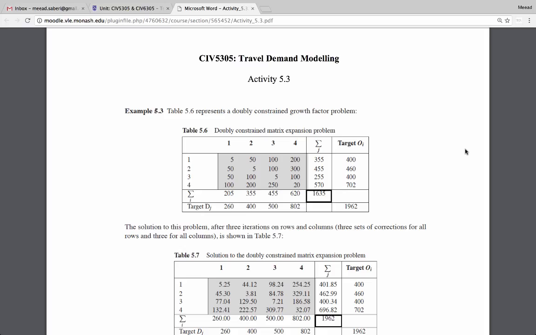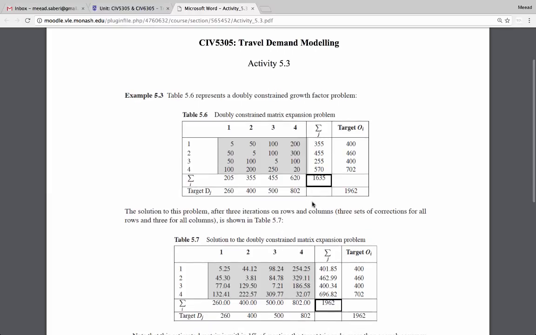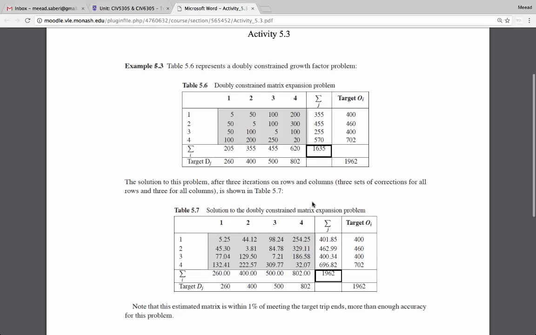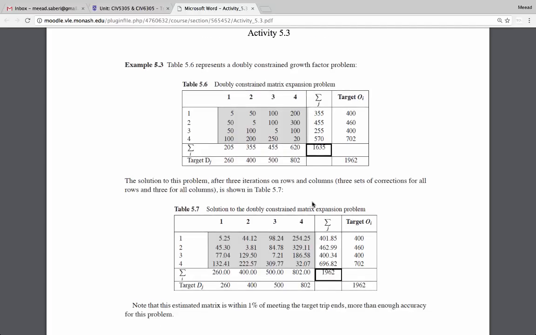In this activity, we will go over example 5.3 of the textbook. Assume we are given an OD trip matrix of the current year in a city of 4 zones, where we have the total productions and total attractions of the base year and also the future year, target Oi and target Dj. So to apply a doubly constrained growth factor problem, we need to apply the biproportional algorithm. To do so, I have created an Excel sheet for you guys to have a look.